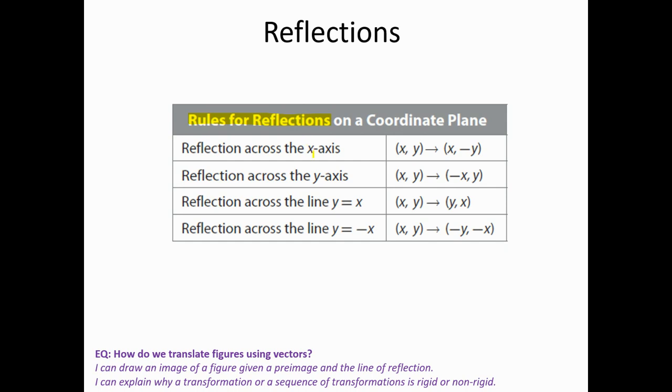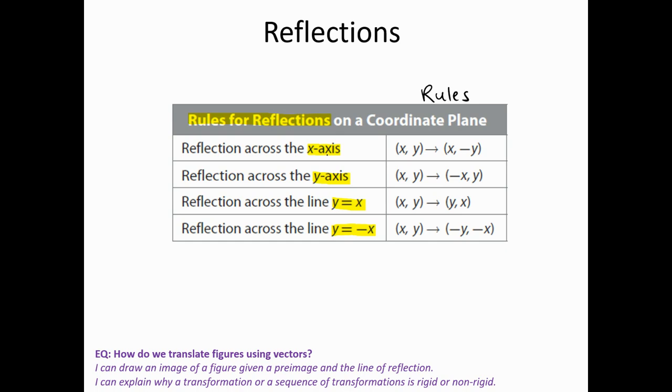And we're going to be reflecting across different lines. We're going to reflect across the x-axis, the y-axis, sometimes the line y equals x, and then sometimes the line y equals negative x. And then all the rules are over on the right-hand side. So this column over here is the rules. Okay.